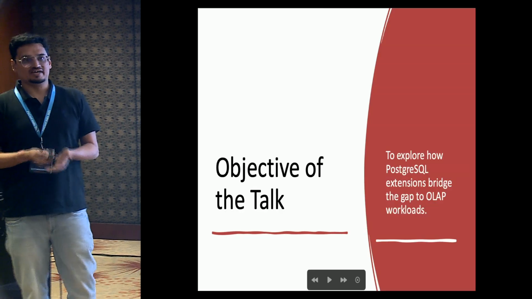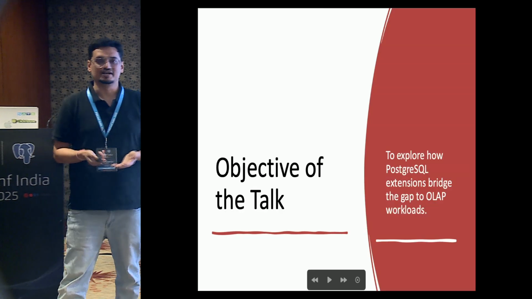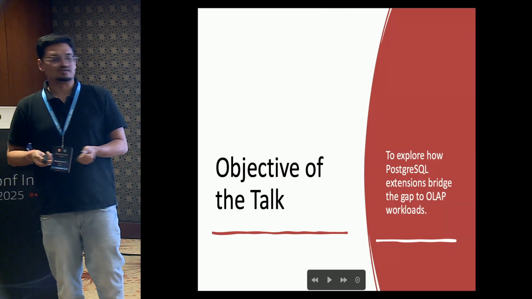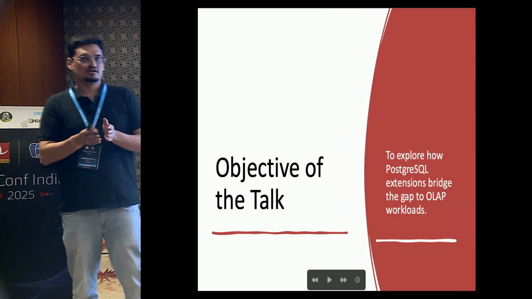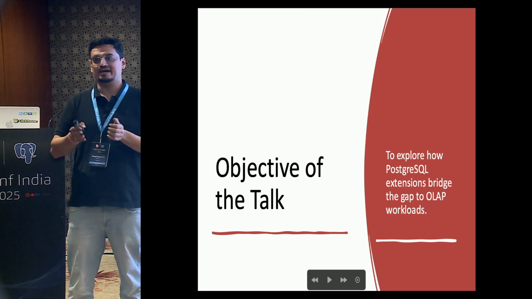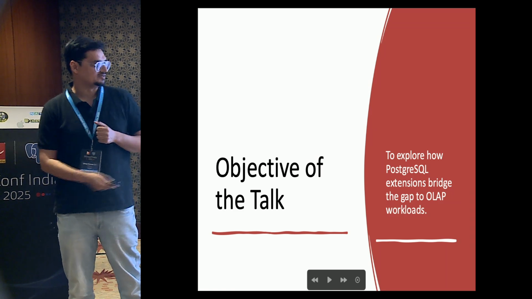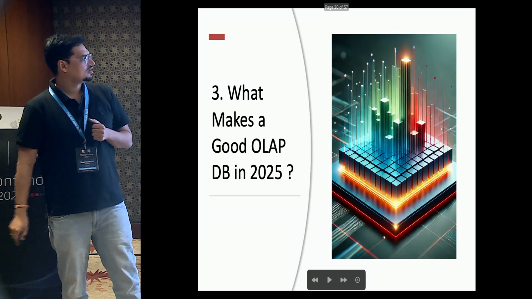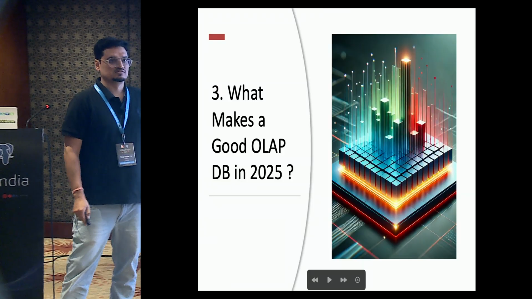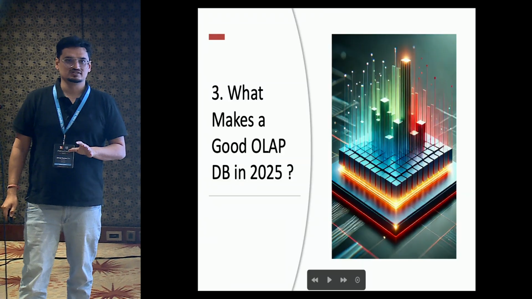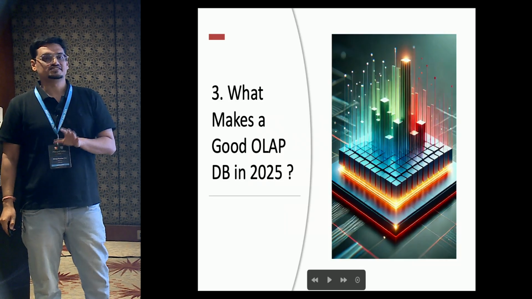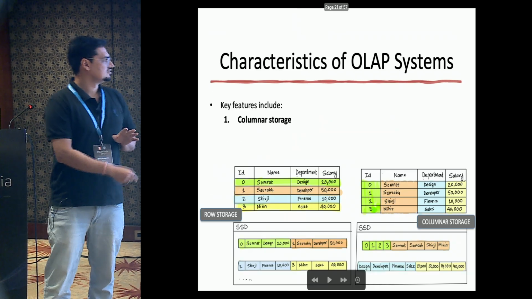So like I said earlier, I think I have laid context. Let's get into the heart of the talk. The idea again is how we can bridge the gap between Postgres and dedicated analytics databases. So let's go to the heart of the talk. What features would I look for in an analytics database in 2025?